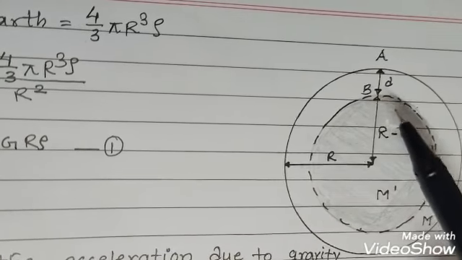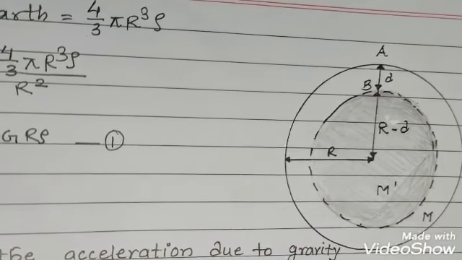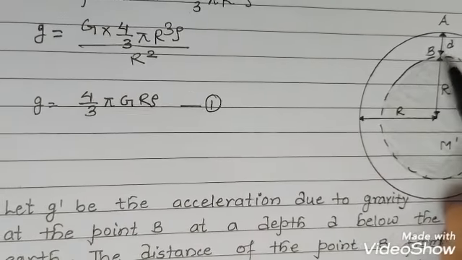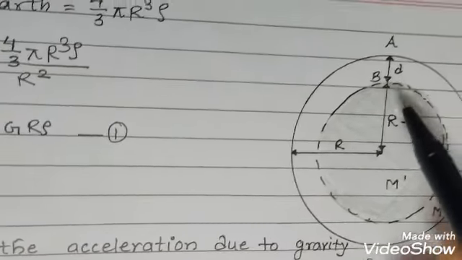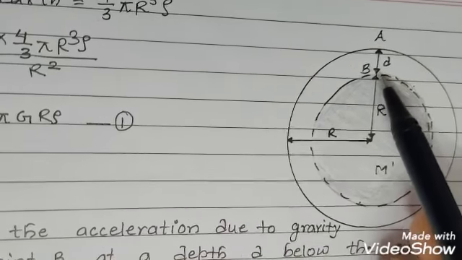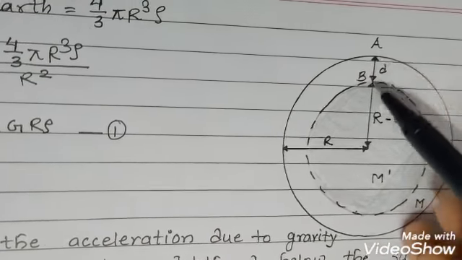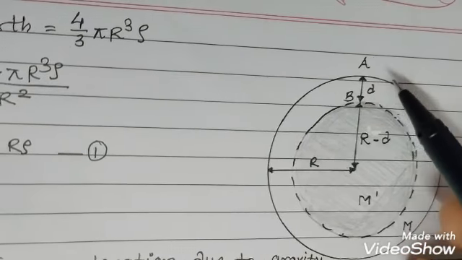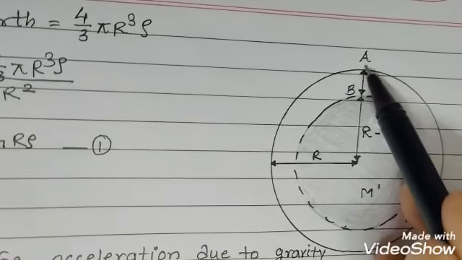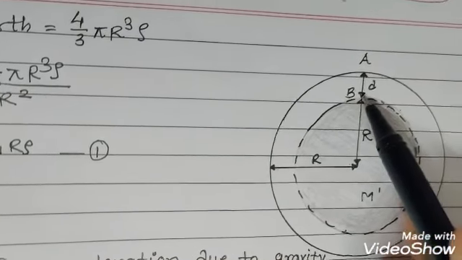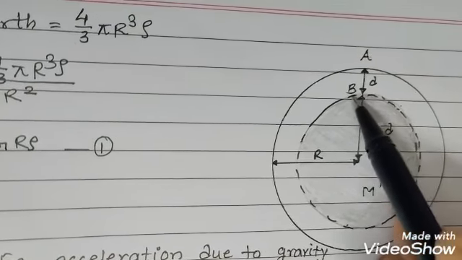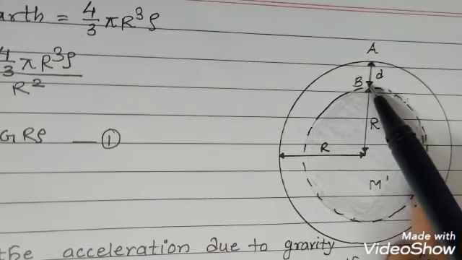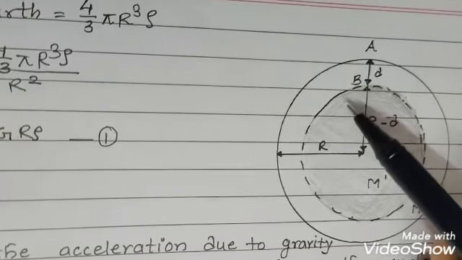So here in that case the acceleration due to gravity will be considered g dash. Let g dash be the acceleration due to gravity at the point B, at a depth d. Look here, this is at a depth d below the surface of the earth. From the surface of earth it is d depth below. At point B that object is placed now.